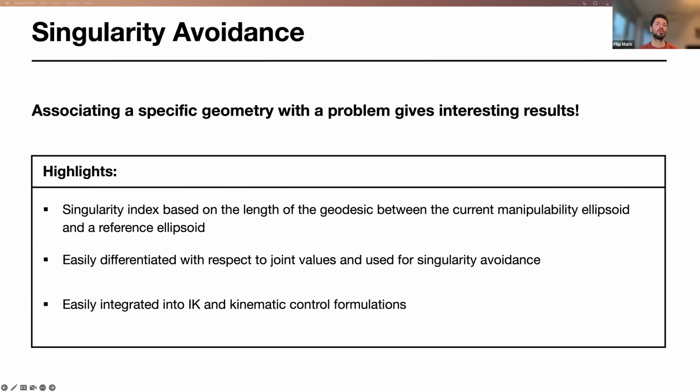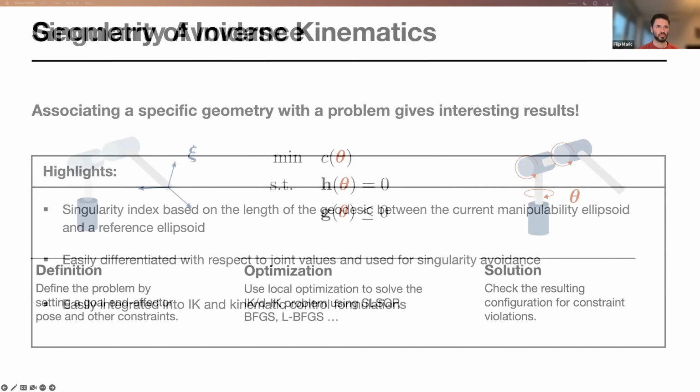So overall, what this research has shown is that associating a specific geometry with a problem will give you interesting results. And we have a singularity index that's based on the length of the geodesic between the current manipulability ellipsoid and the reference ellipsoid. We show that it can be easily differentiated with respect to joint values and easily integrated into existing IK and control formulations.